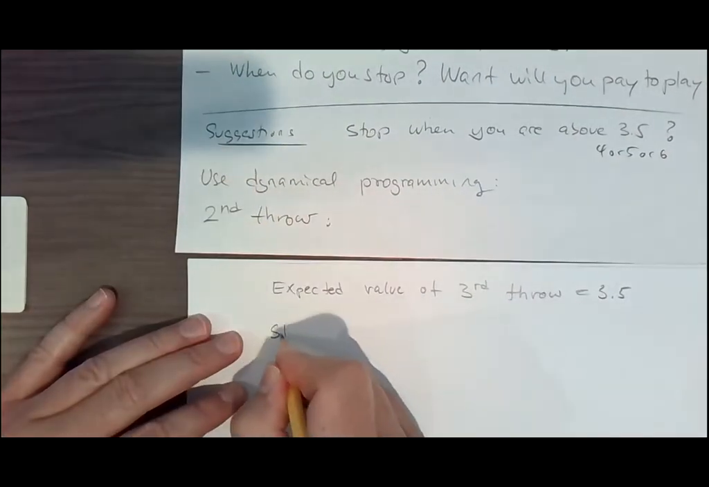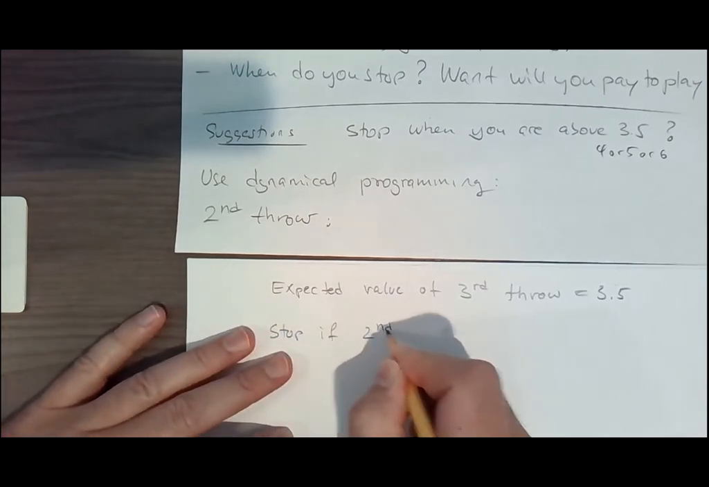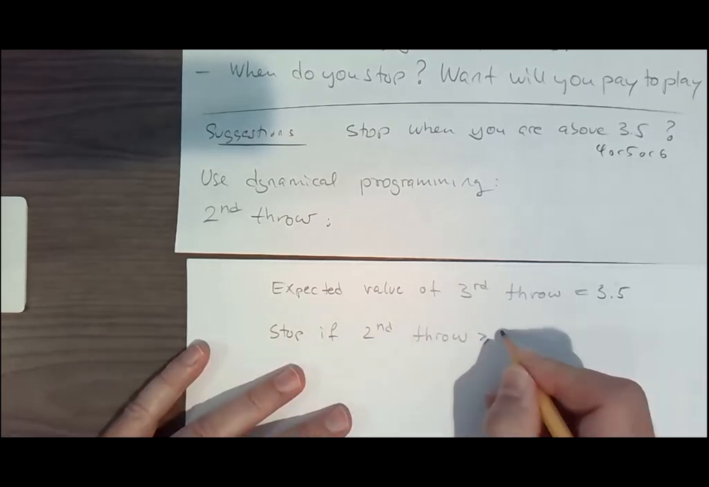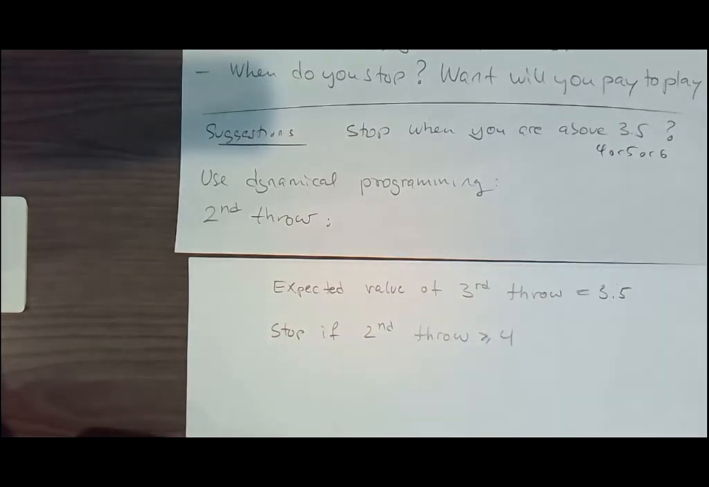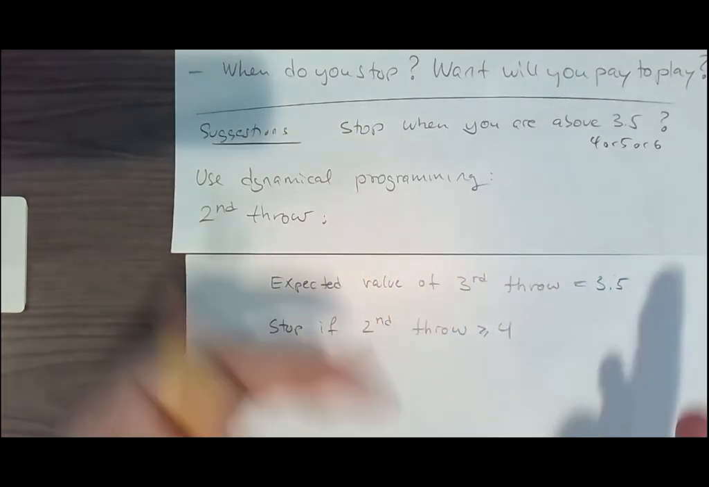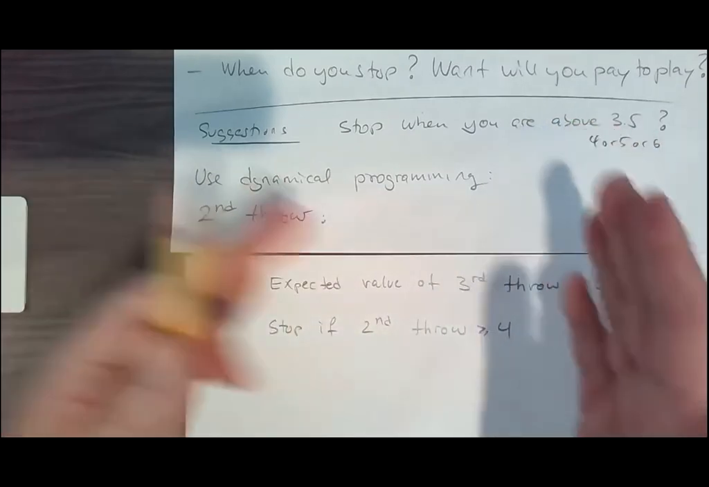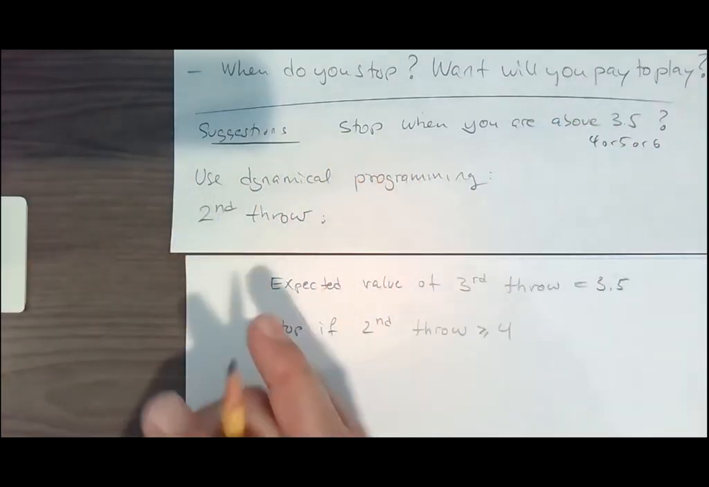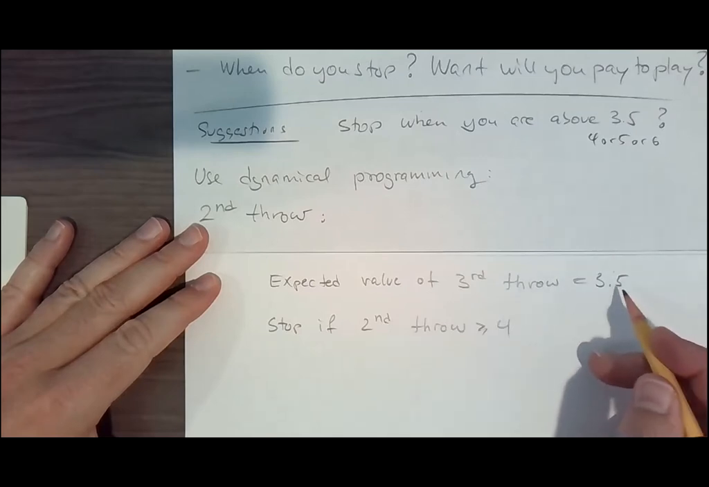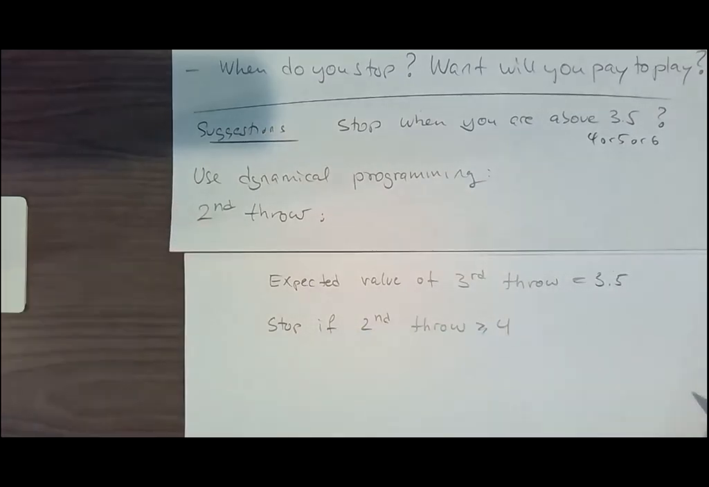So stop if the second throw is bigger than or equal to 4. This one I believe. So now we use the dynamic program, right? At the end, you just have to live with the outcome. So that's the third throw. Now we analyze the second to last throw, so that's the second throw. What happens? Well, the expected value of the third throw is 3.5. You stop if the second throw is above. Okay, so that I can understand.